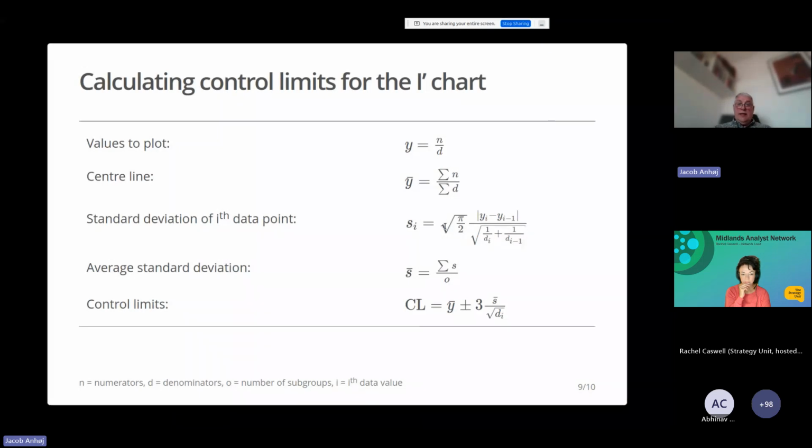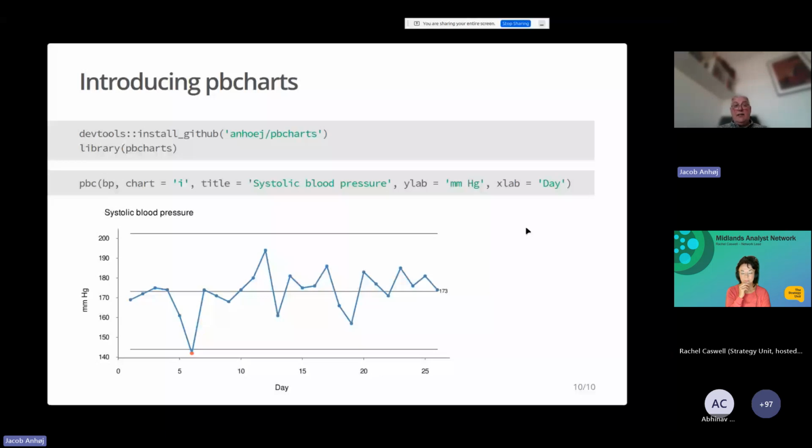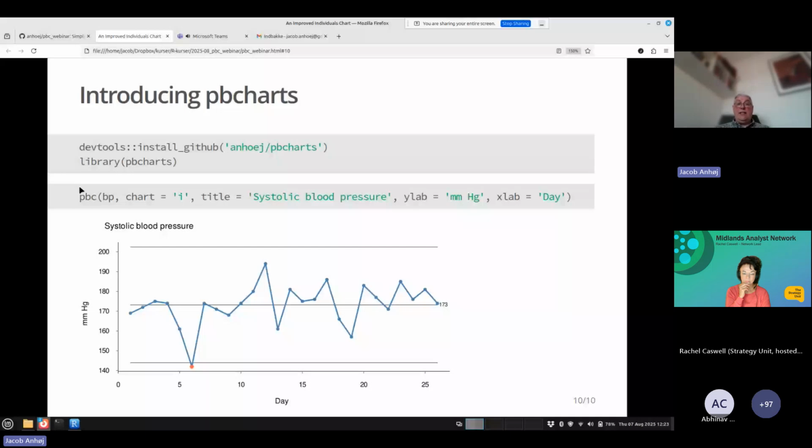Since we are in the R community, we can leave these calculations to R or other types of statistical software, and we should be good to go. I have worked on an R package called PB charts, process behavior charts. It's available on GitHub, and you can install it using this command, and you can load it using the usual library command. And for the rest of this session, I will demonstrate how to use this PB charts package. So any questions so far?